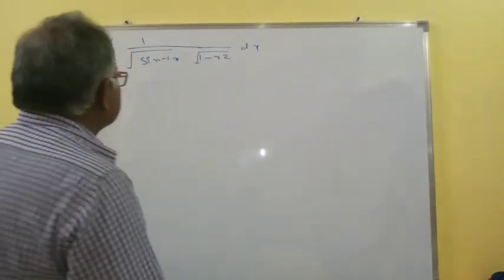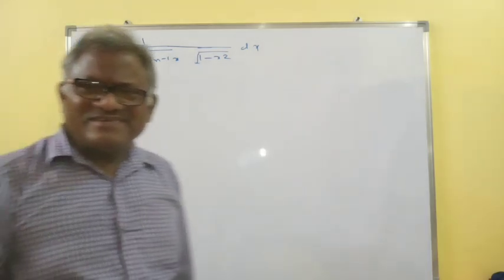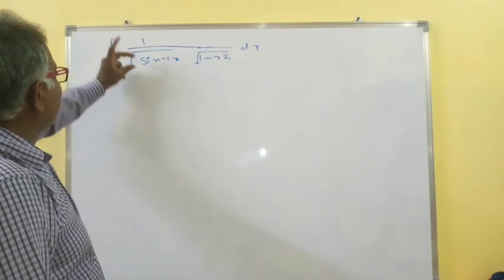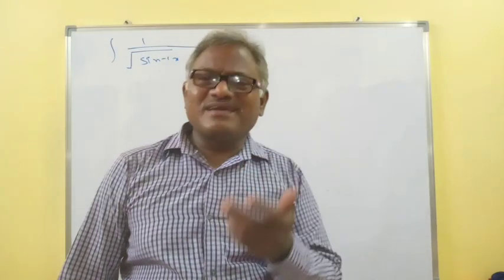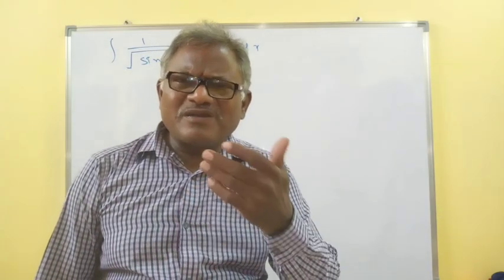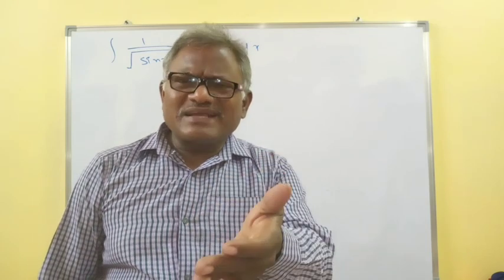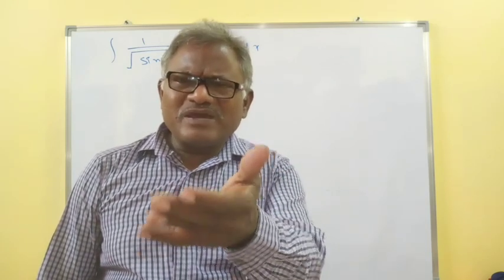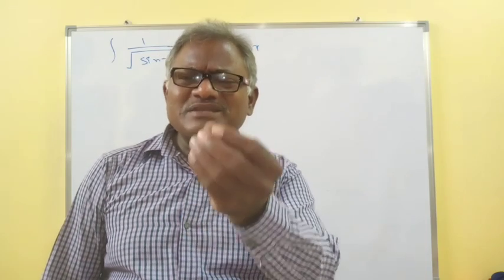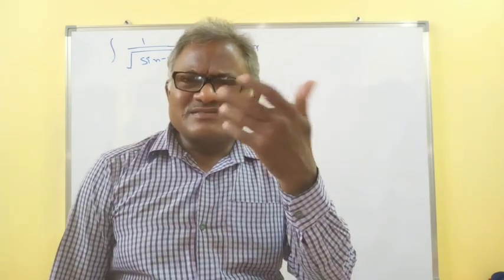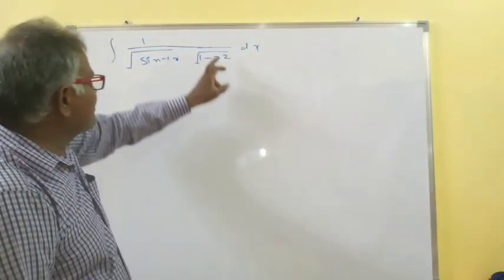Okay. You see here, 1 by root of sin x. We know the formula for 1 by root x: the integral value of 1 by root x is 2 root x. So for 1 by root of sin inverse x, that means sin inverse x is equal to t. So sin inverse x equal to t means the derivative is nothing but here.